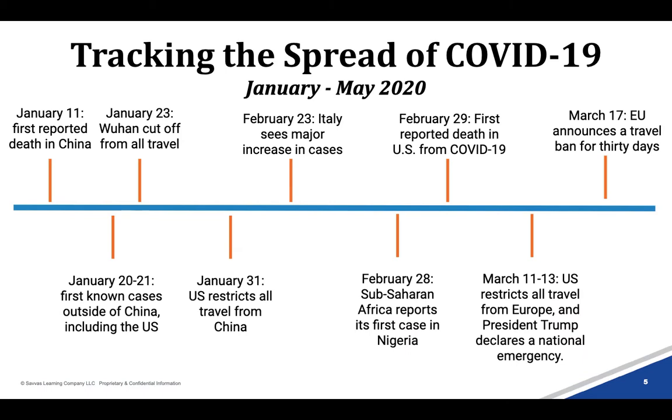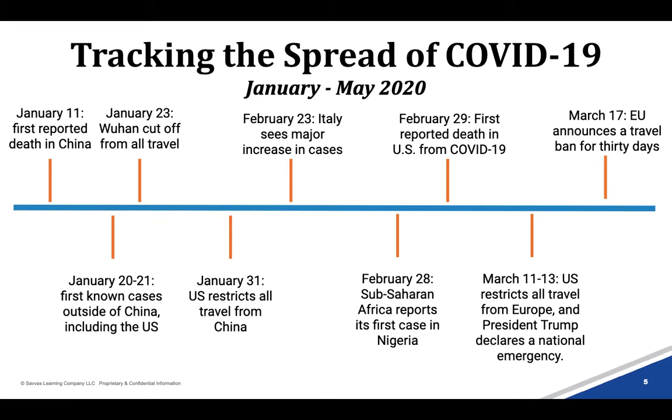The first death reported in China did not come until January 11th. Only 10 days later, there were cases outside of China, and the United States reported its first case on January 21st. On January 23rd, China cut all travel to and from Wuhan, a city with 11 million people. A week later, the World Health Organization declared a public health emergency. On January 31st, the U.S. restricted all travel from China to the U.S., but the virus had already begun to spread.